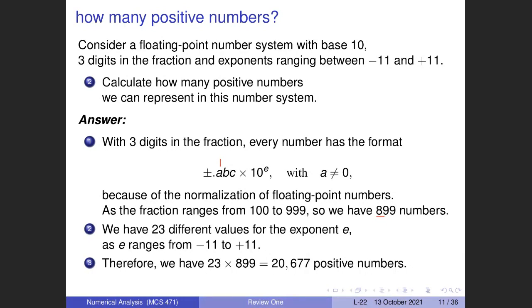Okay, so these are all the fractions. Then we have all the possible exponents that we can make. The exponents range from -11 to 11, so we have 22, but the exponent can also be 0. So we have 23 different values. This actually gives us the number line, all the positive numbers that we can make, which consists of 20,677 positive numbers.